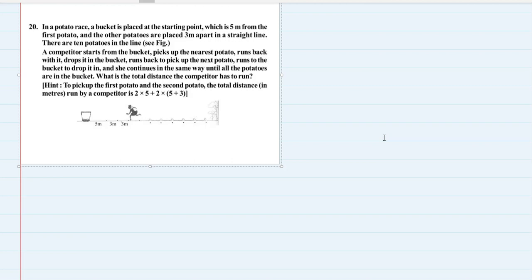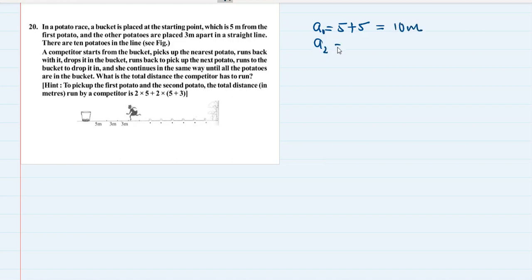Here, she has to run 5 meters for the first time. So the first term is definitely 5. 5 meters she has to run and 5 meters she has to come back. So 5 plus 5 for picking up the first potato. The total distance run in picking up and dropping the first potato is 10 meters. This is the first term.